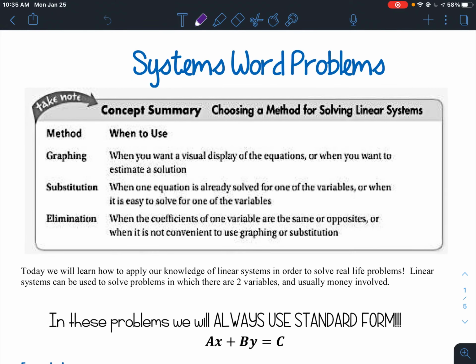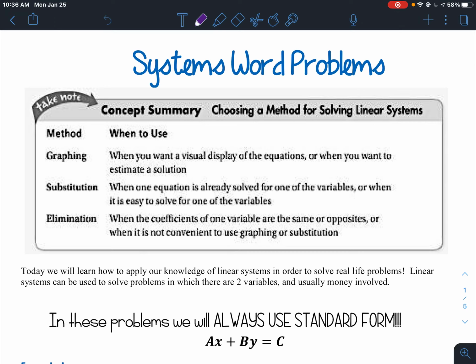Today we will be doing systems of equations, word problems. So over the course of this unit, we have looked at solving by graphing, solving by substitution, and solving by elimination. If you forgot what those mean, there's a little definition for you. Sorry if it's a little bit blurry. Today we will learn how to apply our knowledge of linear systems in order to solve some real-life examples.